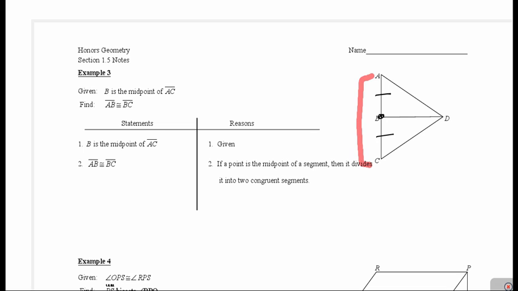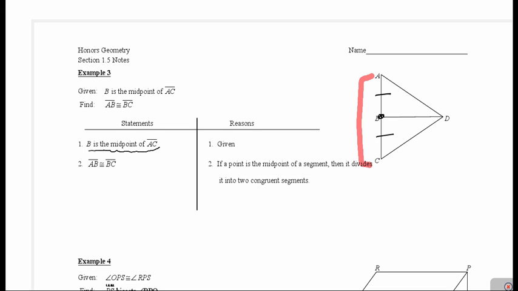BC. So notice that the first thing I did in my proof is I copied down my given, B is the midpoint of AC, given, and then I could go straight to my conclusion and say that segment AB is congruent to segment BC. Now be careful of the wording because you have to have it worded correctly, otherwise it is wrong. Even if you have the reverse of it, it is still wrong.